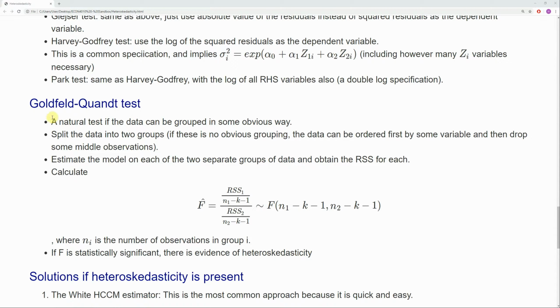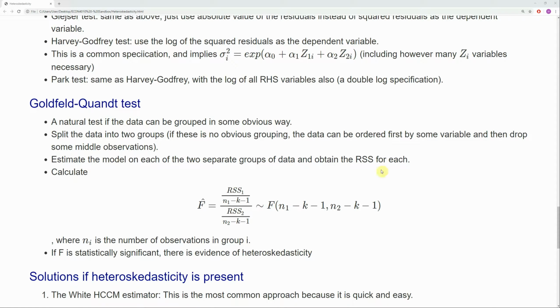Goldfeld-Quandt test is being used when you can see natural separation of your data into groups, so you can annotate your groups in the data. For instance, if they're coming from 2 different years, or 2 different locations, maybe neighboring states or neighboring counties, or 2 different age groups.